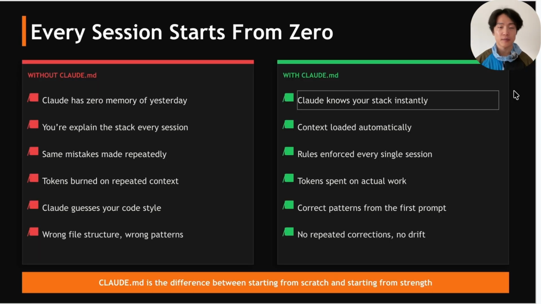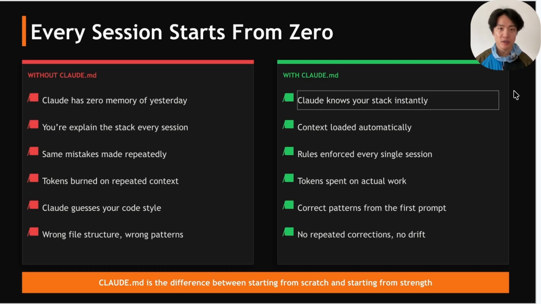So here's the problem. Without a CLAUDE.md file, every single Claude Code session starts from scratch. Claude Code has no memory of yesterday's conversation. You end up re-explaining your context, and Claude could make the same architectural mistakes it made last week. You burn tokens just getting back to where you were, and Claude has to review your entire context and guess your code style. And guesses can be wrong too. No matter how good AI is, it can still make mistakes, so just be aware of that.